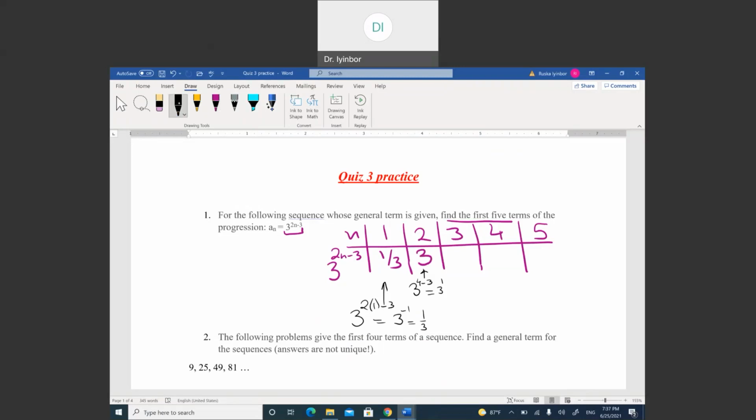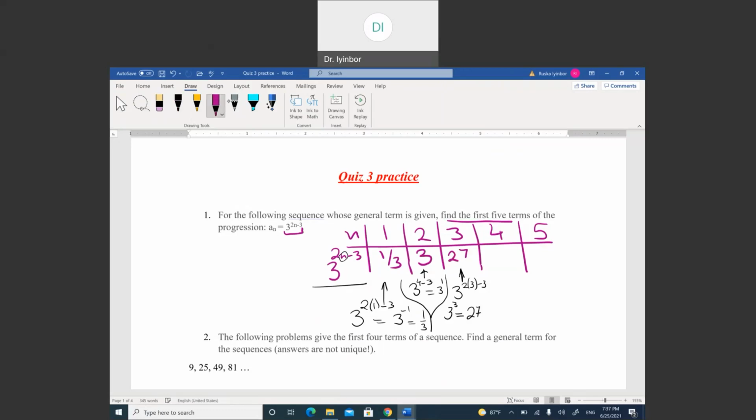I'm just going to put this to separate the work. Okay, then I'm going to plug it in. N is going to be 3. So I'm replacing in this formula. N is 3, so I have 3 with exponent 2 times 3 minus 3. So 2 times 3 is 6, 6 minus 3 is 3. So I have 3 cubed, which is 3 times 3 times 3. 3 times 3 is 9, times 3 is 27. So my next term is going to be 27.